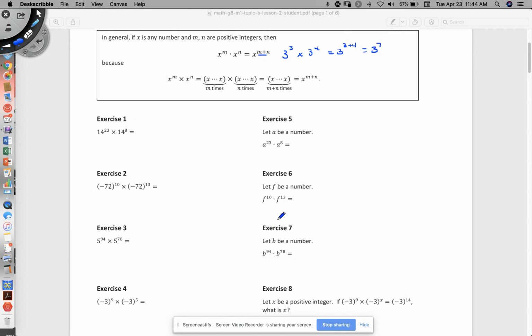All right, let's go ahead and try some of these exercises and practice adding together those exponents. Now, this one does not say solve, so we're just getting in the habit of writing it out. So we have 14, and then we're going to have 23 plus 8, and we're going to leave it just like that for right now. All right, let's look at exercise 2. We have negative 7 squared, so we're going to do negative 7 squared, and then 10 plus 13.